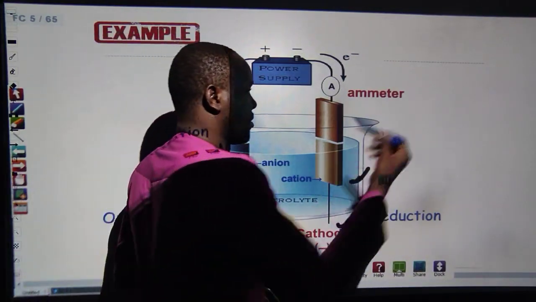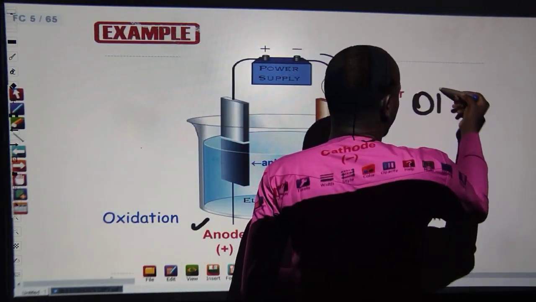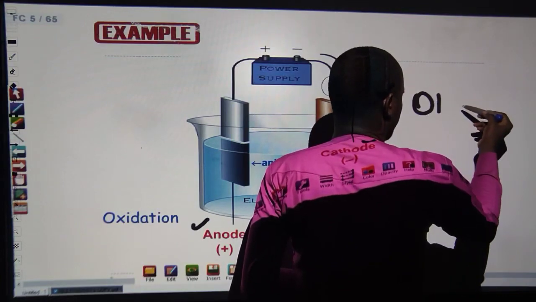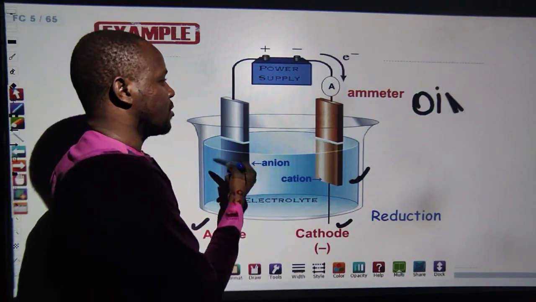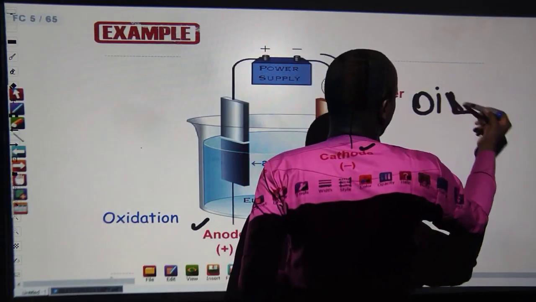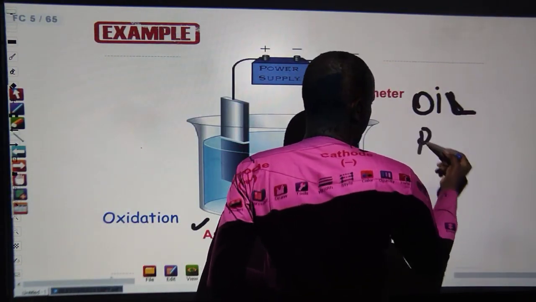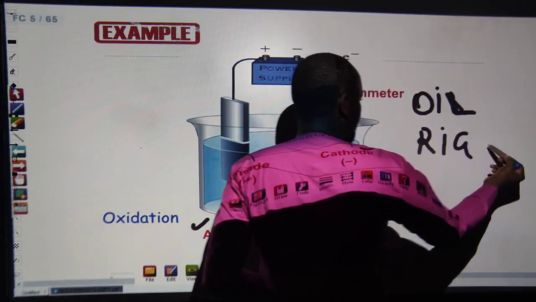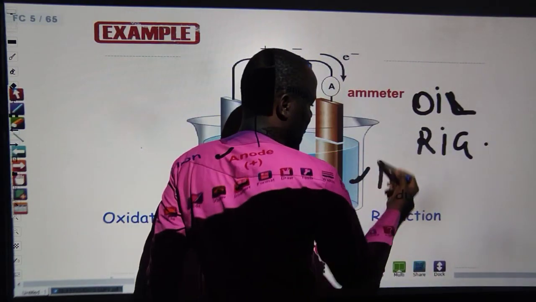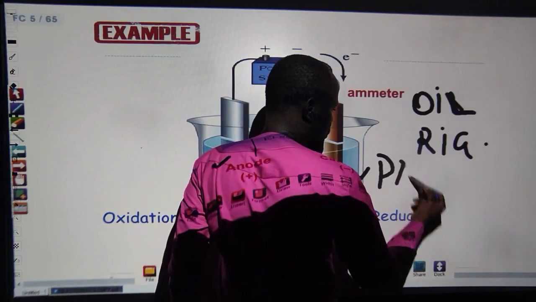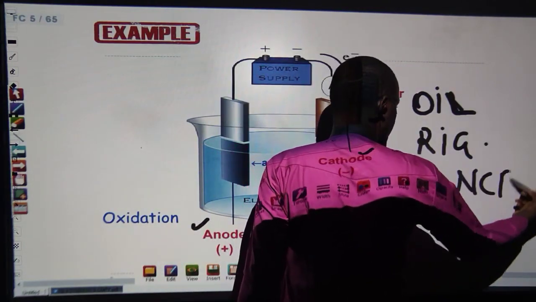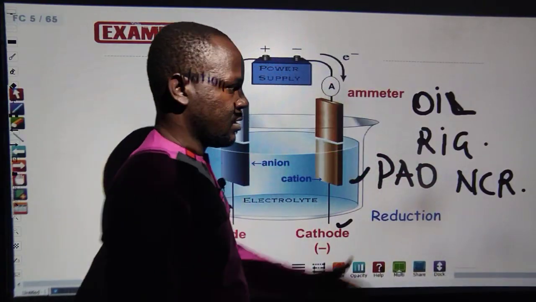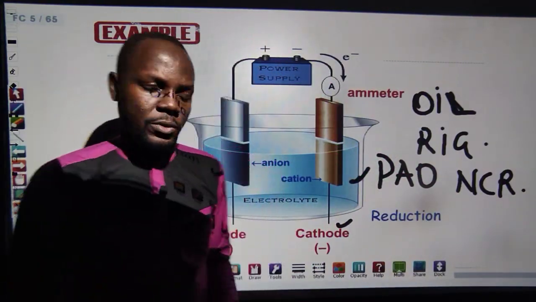So, the basic thing we've talked about before, remember: oxidation is loss, OIL RIG. Please just hold on a little bit. Oxidation is loss and reduction is gain. Oxidation is loss, reduction is gain. We call that AN OX, RED CAT. So, like I say, positive anode oxidation, negative cathode reduction. These are just abbreviations that can help you going forward.